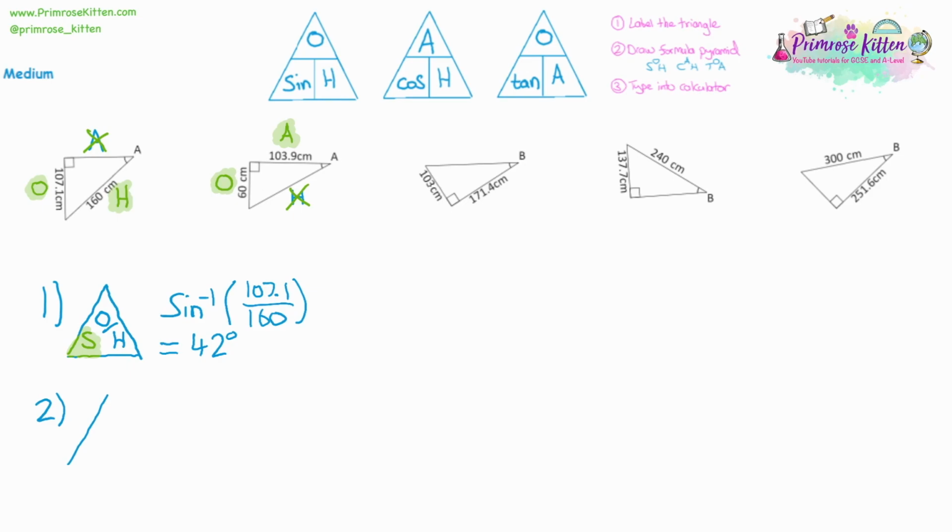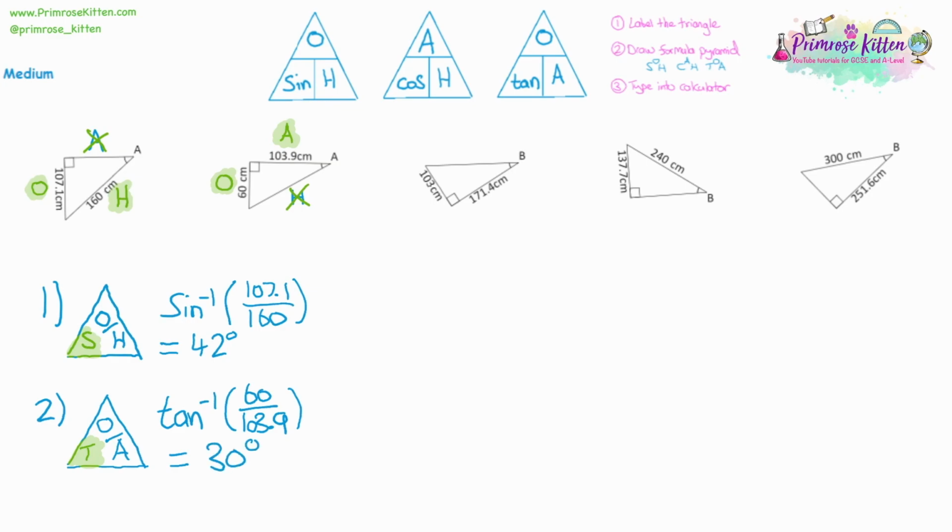Draw your formula pyramid. We have A and O labelled on our triangle, and they only appear in the tan pyramid, so TOA. We're looking for the angle, so we'll cover that up, and that leaves us with O over A. So, on our calculator, it's a tan question. We're finding an angle, tan to the power of -1, and in the brackets, we're going to do O divided by A. So 60 divided by 103.9. That should give you exactly 30 degrees.